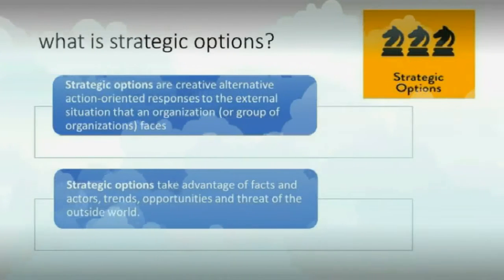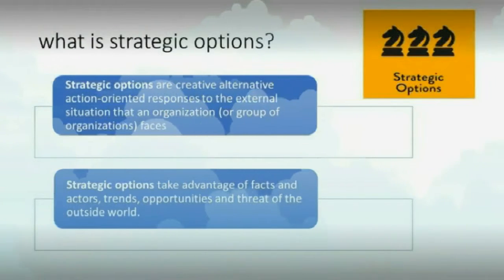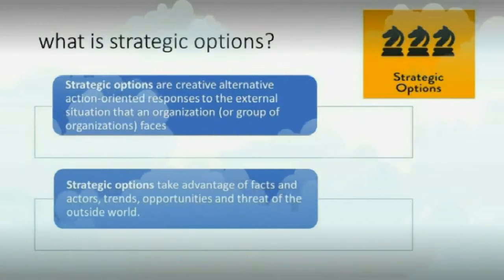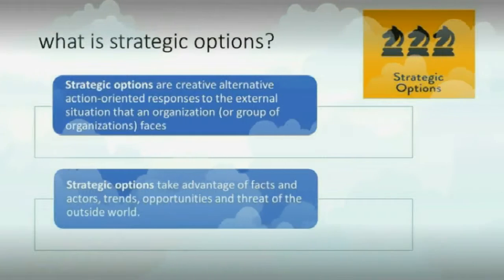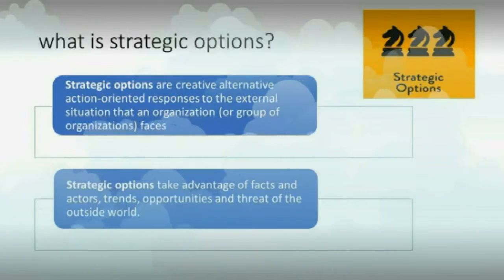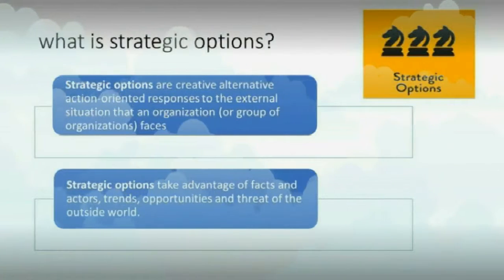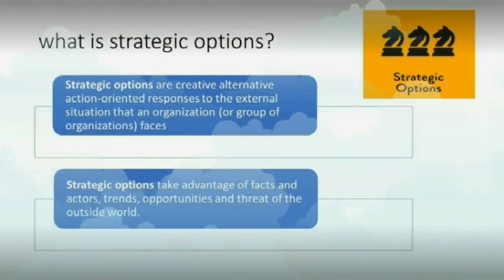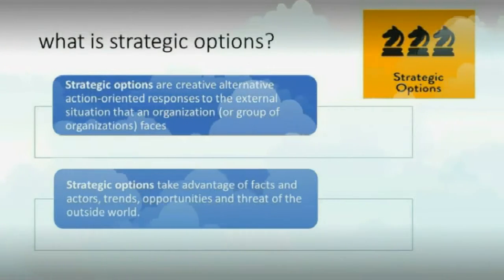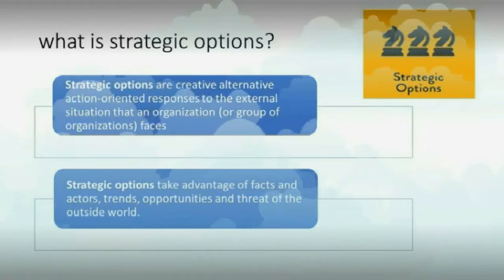What are strategic options? Strategic options are creative, alternative, action-oriented responses to the external situation that an organization, or group of organizations, faces. Strategic options take advantage of facts and actors, trends, opportunities and threats of the outside world.